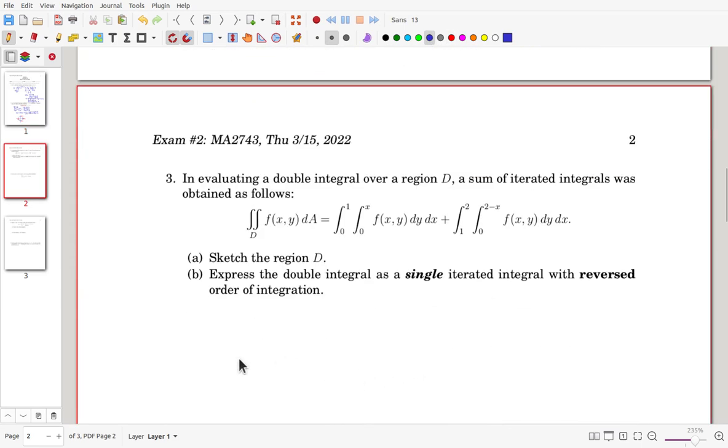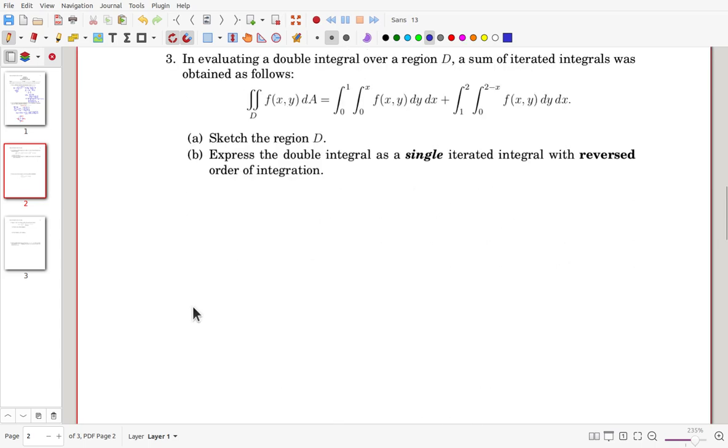Number 3, in evaluating a double integral over a region D, the sum of iterated integrals was obtained as follows. Okay, we have 2 portions. Sketch the region D and express the double integral as a single iterated integral with reversed order of integration. Okay, let's try to solve the problem. This is part 1. Now that is part 2.